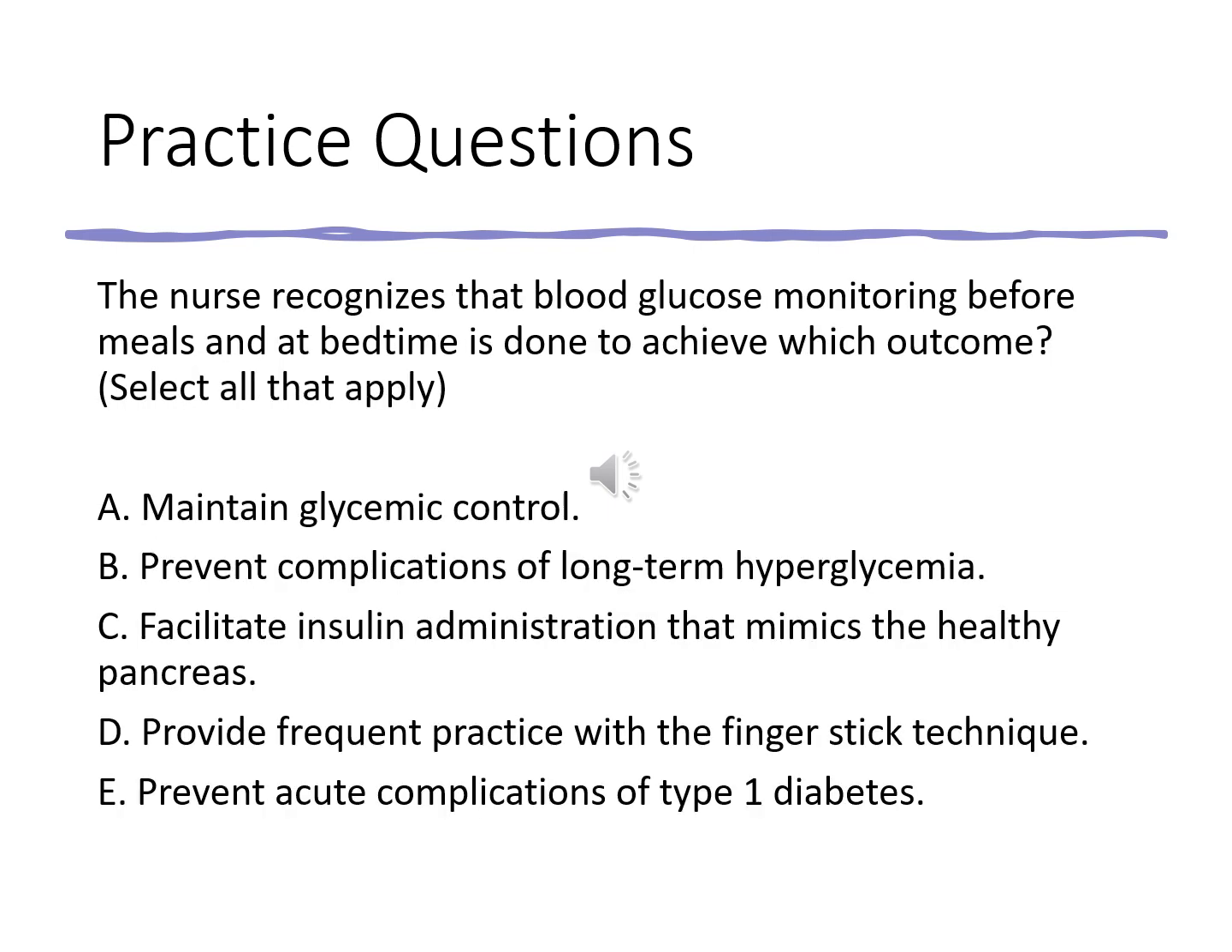Nurse recognizes that blood glucose monitoring before meals and at bedtime is done to achieve which outcome? Select all that apply. Pause here and go through and select which answers you think would be most appropriate. So the correct answers would be A, B, and C. Blood glucose monitoring before meals and at bedtime facilitates insulin administration that mimics the healthy pancreas, which helps maintain glycemic control and prevents complications of long-term hyperglycemia. The goal is not frequent practice. Acute complications can occur independent of glucose monitoring, such as infection or stress, which increase glucose needs.